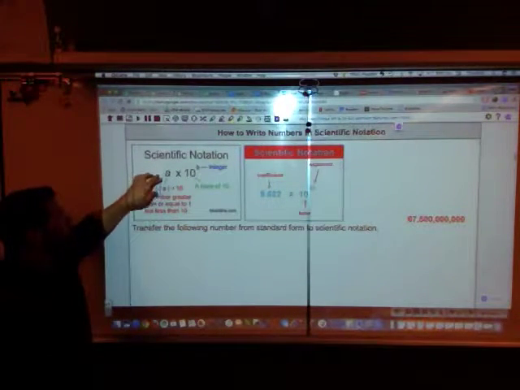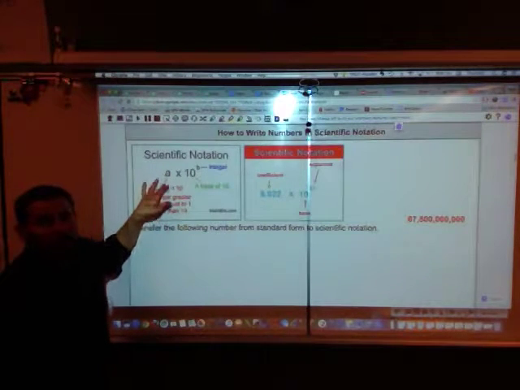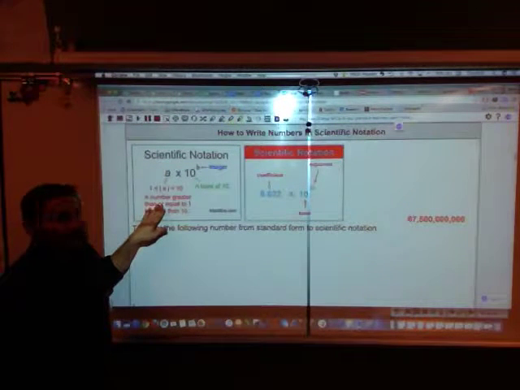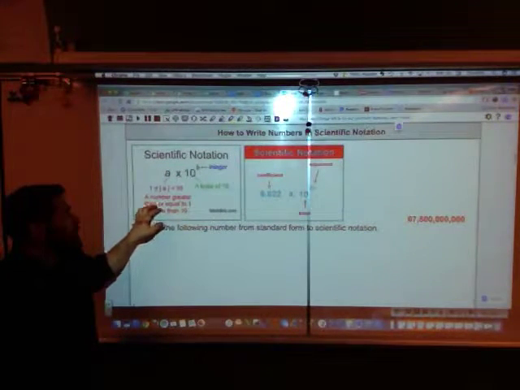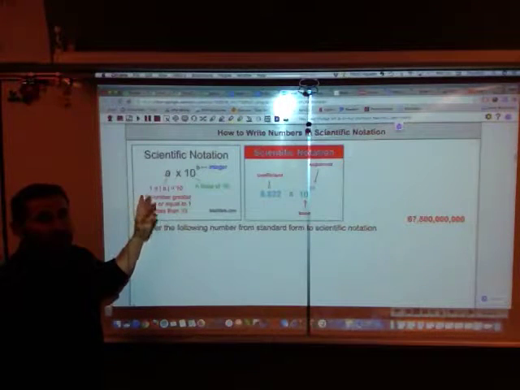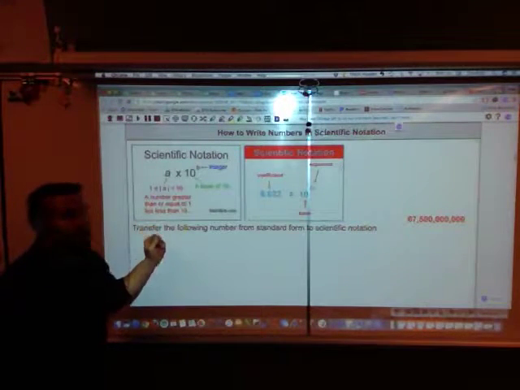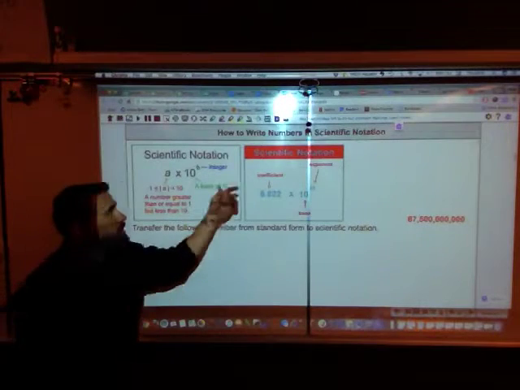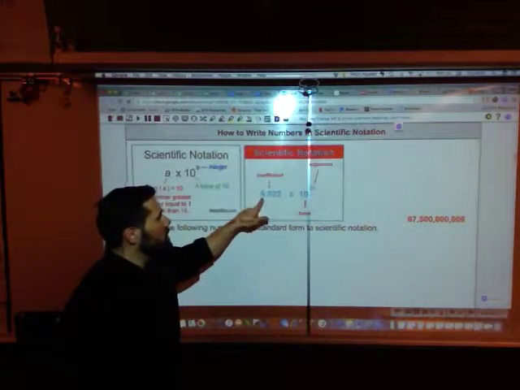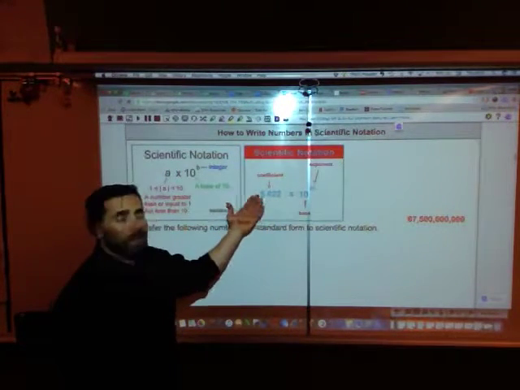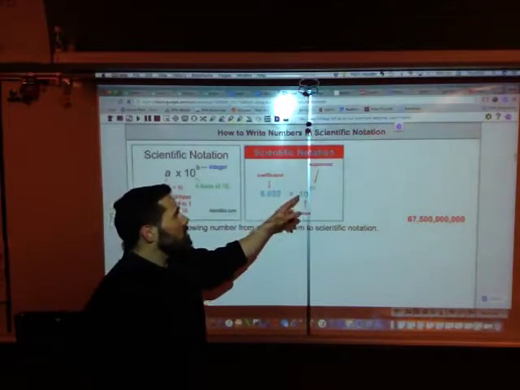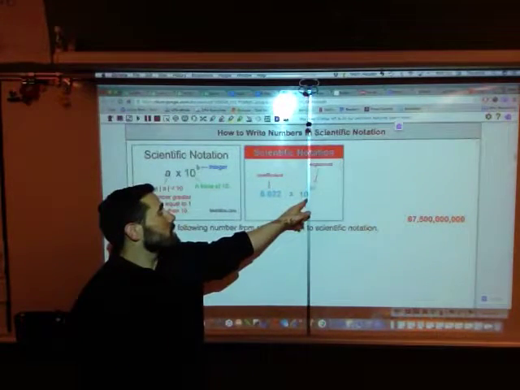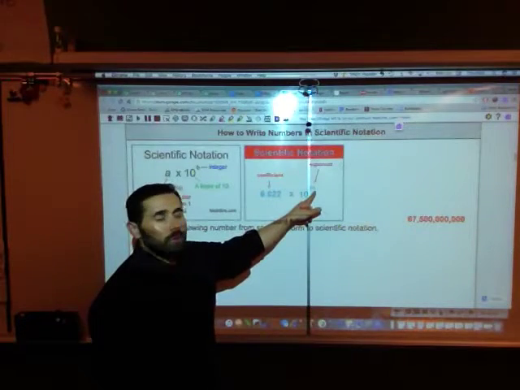So the only rule is that this a value has got to be a number between 1 and 10. Okay? So it could be positive or negative, but with an absolute value between 1 and 10. So scientific notation here, here's the coefficient, 6.022, that's between 1 and 10, so that's okay. Times 10, because I'm just using the base 10 here, to the exponent 23.